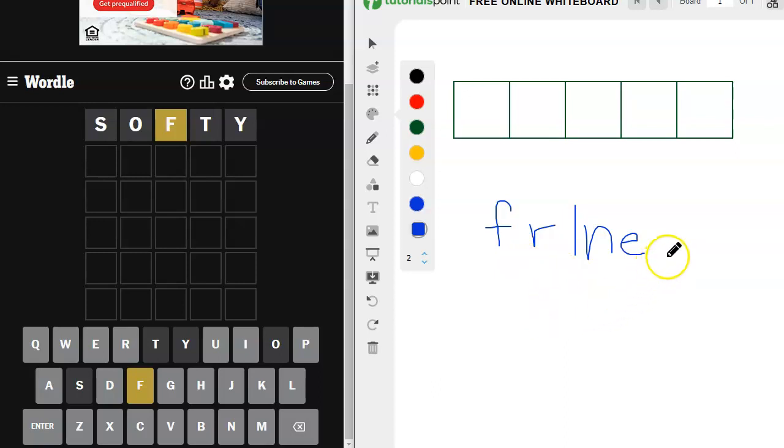What other vowels do we have? A, I, U. So skip that. I think I like final. No, it doesn't have an E in it. I kind of wanted the E. Finer? Let's try finer.